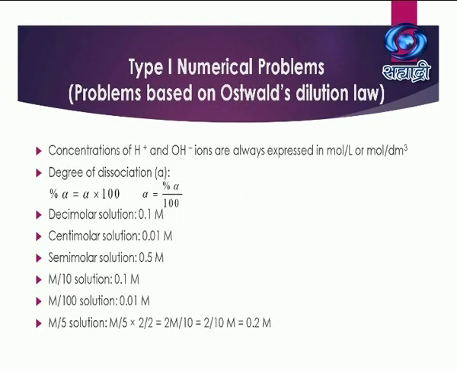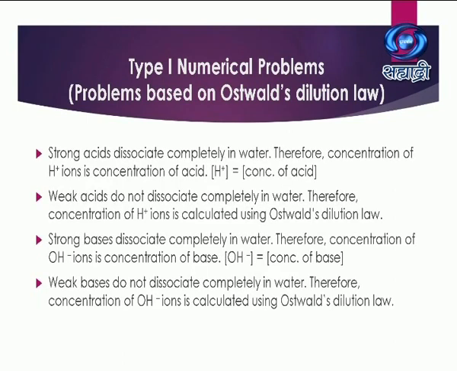Now concentrations of H plus and OH minus ions are always expressed in moles per liter or moles per dm cube. Degree of dissociation, the two formulae are already given. Now here are some of the ways of expressing concentrations: decimolar solution, centimolar solution, semimolar solution. The respective concentrations are given, or yet another way of expressing concentration as M by 10 solution, M by 100 solution. This is how you will obtain concentration in the actual numerical problems.